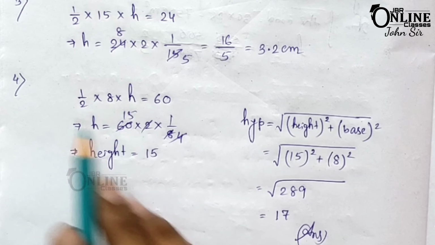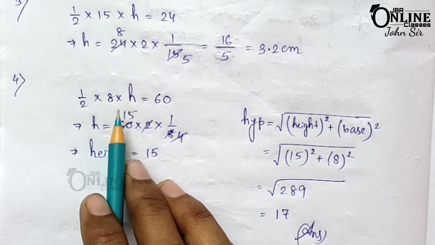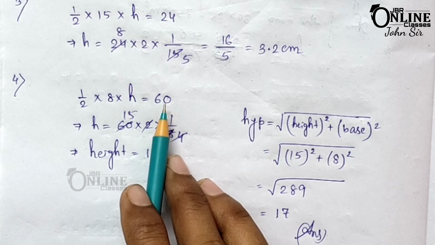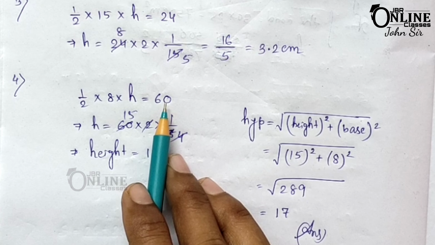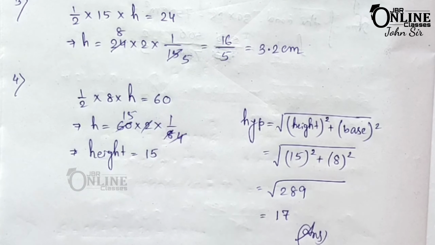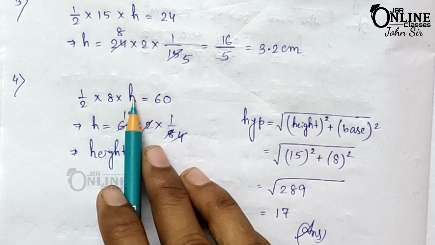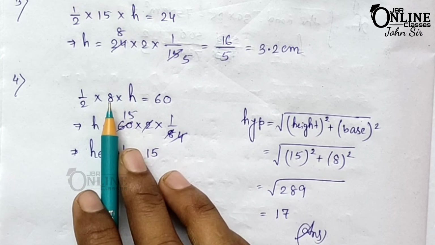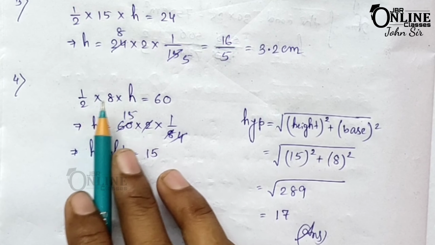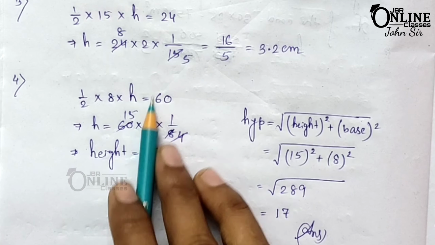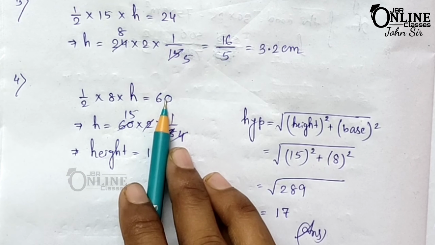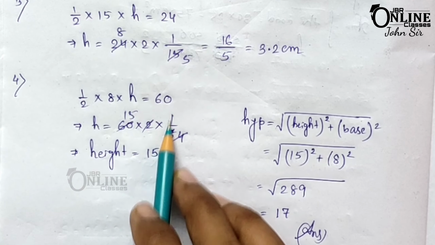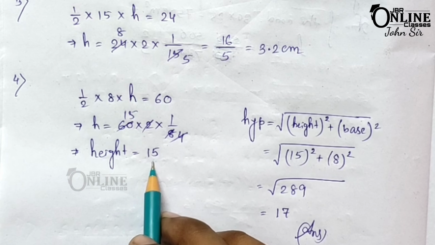Now sum number 4. The area of a right angle triangle equal to 60. The smallest side equal to 8 centimeter. What is its hypotenuse? First let h be the height of that triangle. Small side equal to 8, so half into base into height becomes the area, that means 60. So h equals 60 into 2 into 1 by 8, so height equal to 15.